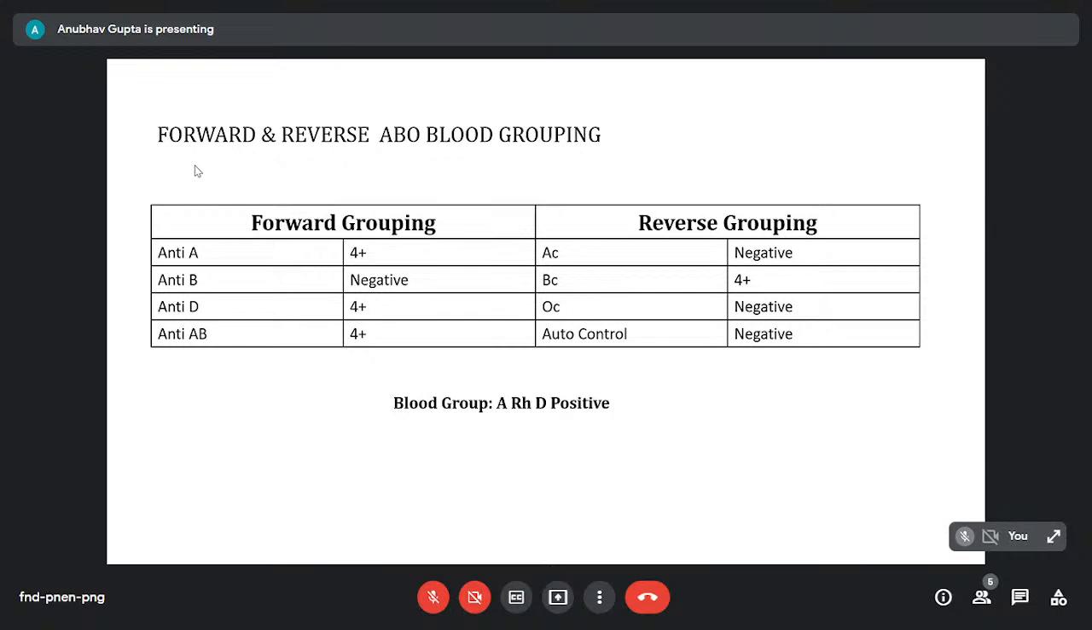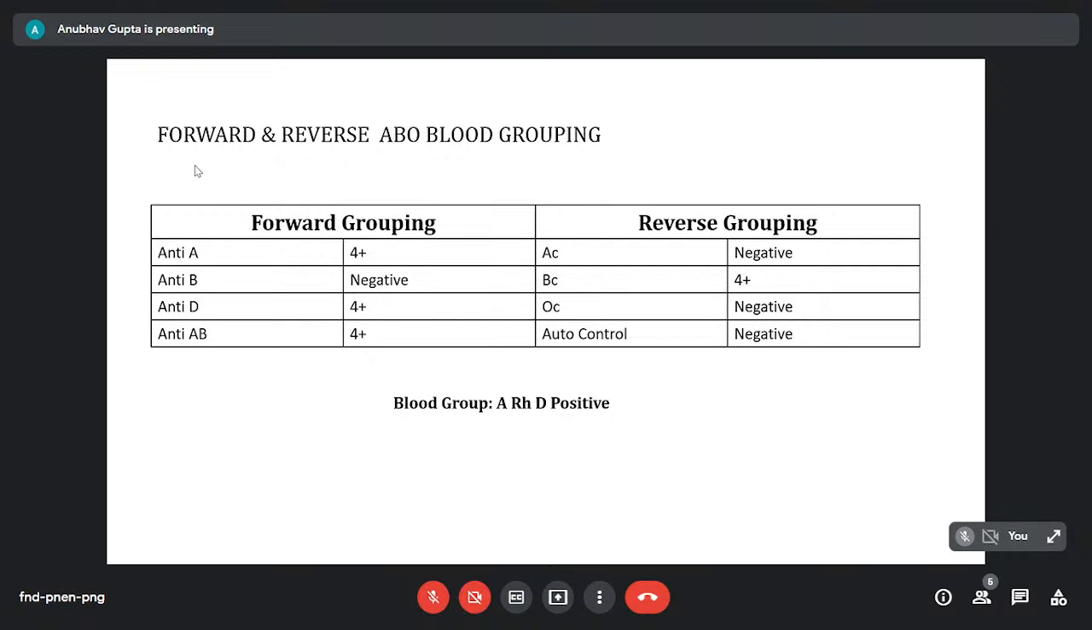But you may ask, sir, you were telling about controls, where are we putting the controls? So in this simple test we have put four controls. The first control is forward grouping and reverse grouping. If the forward grouping is not complementary to the reverse grouping, the test is invalid. Suppose in this example, anti-A antisera is giving a 4+ reaction in the forward grouping and the A cell is also positive. That means it is not complementary, because as per Landsteiner's law, if you have A antigen, you should not have anti-A. So the first control is forward grouping with its reverse grouping.